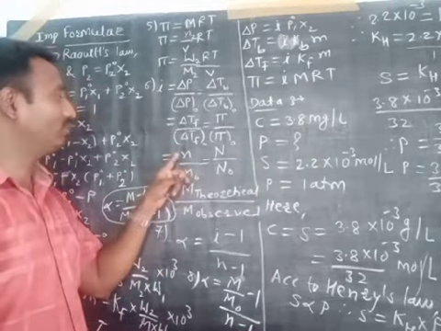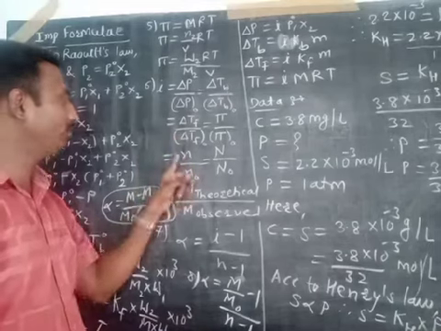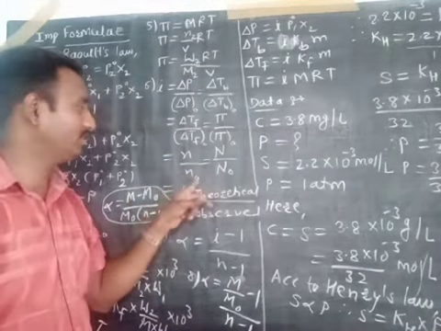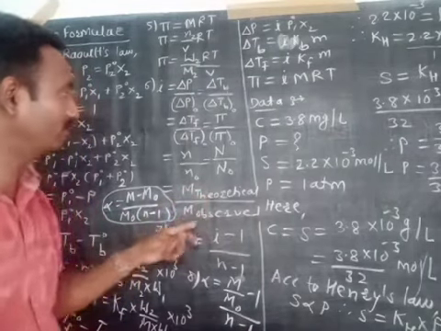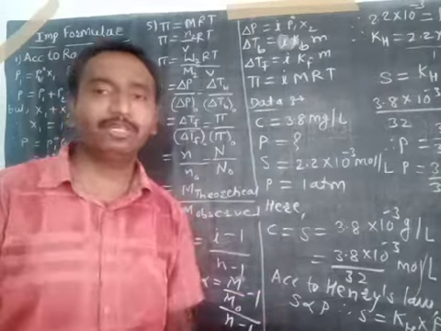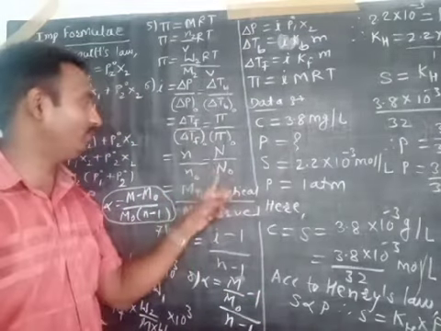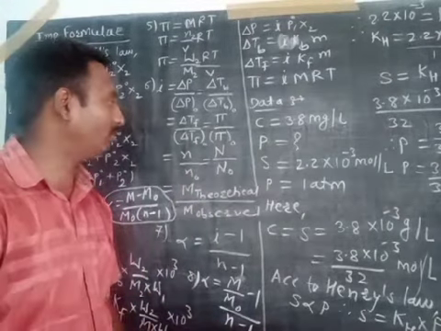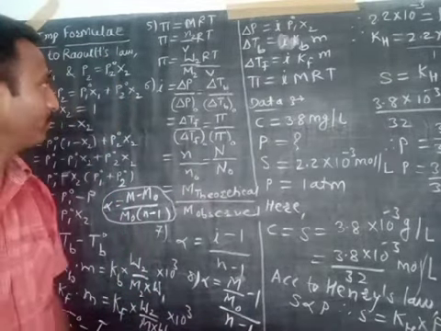As well as in terms of number of moles, we can put i is equal to n upon n0. n stands for the number of moles, n0, 0 means theoretical number of moles. Here n upon n0, this capital N stands for the number of particles, and that's why N upon N0. Here N0 stands for the theoretical, N stands for the observed number of particles.